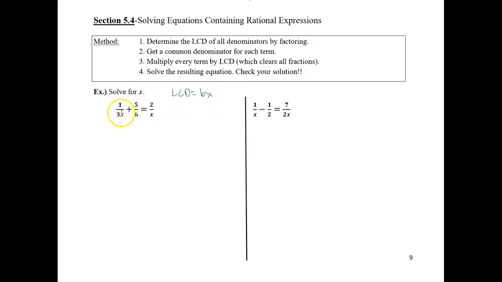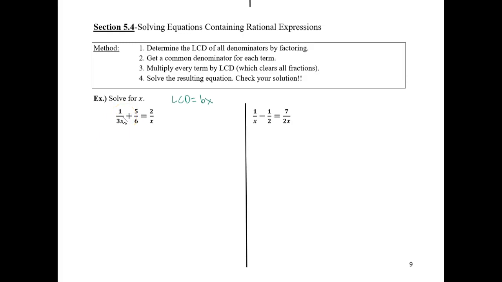Here we have 3x. So to make 3x into 6x, I would need to multiply by 2. Whatever I do in the denominator, I have to do the same thing in the numerator because it's like I'm multiplying by 1, right? 2 over 2 is 1. So to keep this equivalent, I have to multiply the denominator and the numerator by 2. Now this denominator would be 6x.